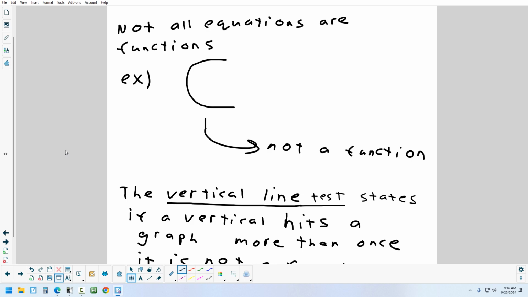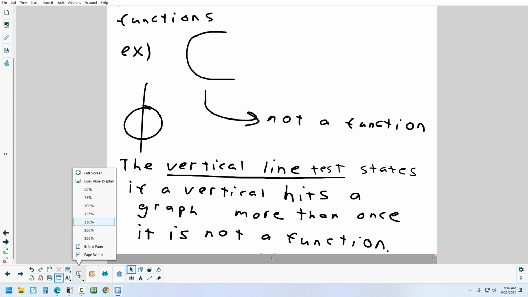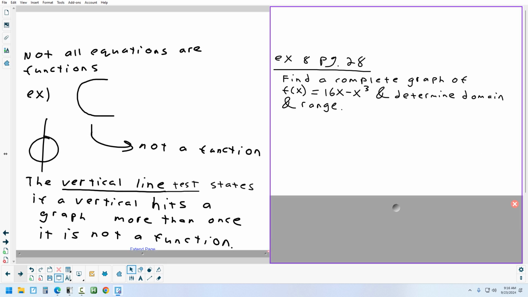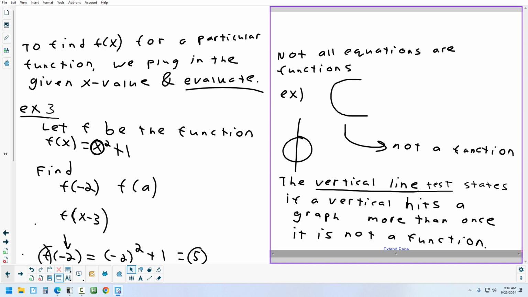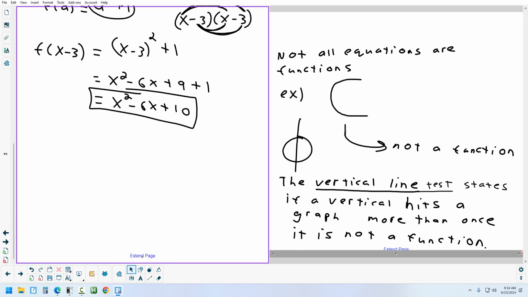And the idea is if you have a graph, like let's say you had a circle, if you can draw a vertical line and it hits the graph in more than one spot, then your graph is not a function. So in that case, I can put a vertical line right there, it hits it twice, that means a circle is not a function. I don't really spend a lot of time on this because there's not much more to it than that.